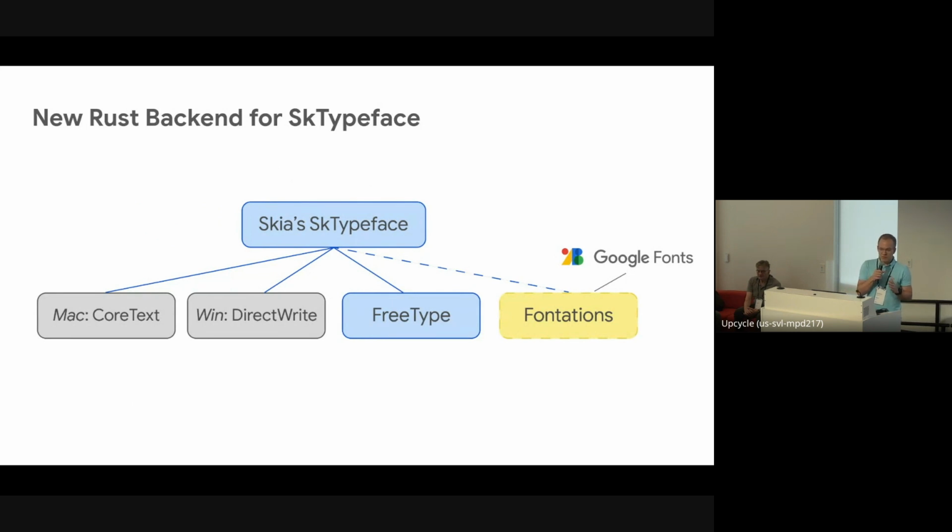We reach the FreeType code through an API called SkTypeface. And SkTypeface has several backends, and the most common one here is FreeType. And here's where we add a Rust library. The library is called Fontations. It's maintained and written by Google Fonts, and we're integrating it into Chrome through the SkTypeface API by making an extra backend.